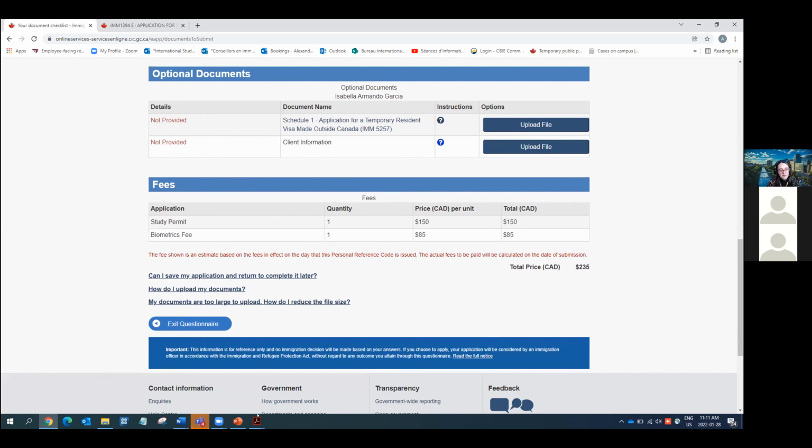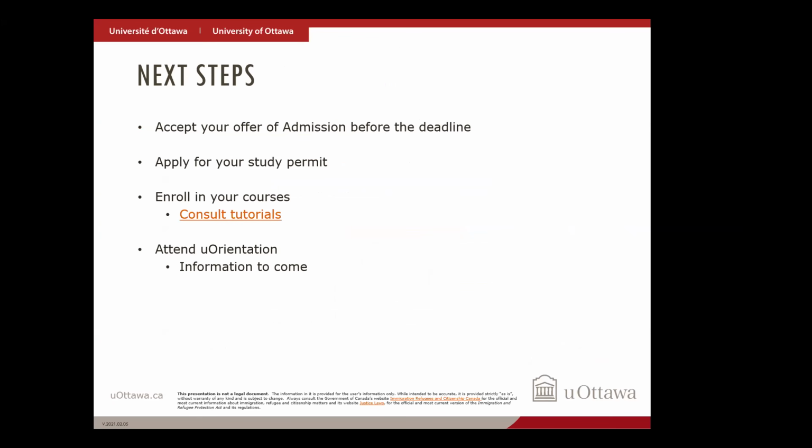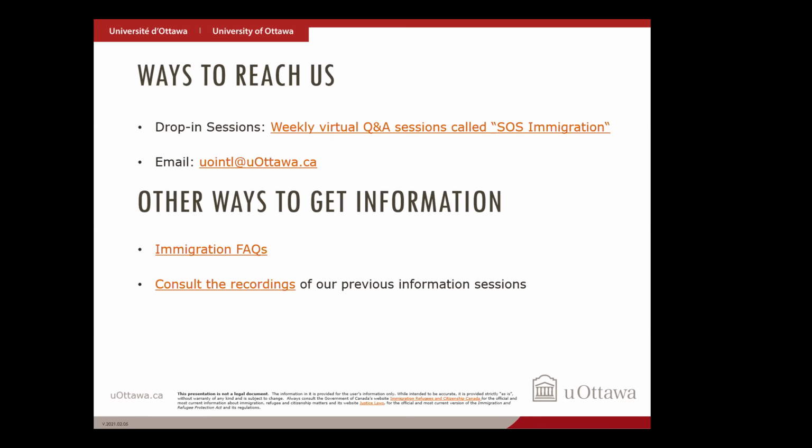Okay, so that's it for the walkthrough. So in terms of quickly next steps, make sure you accept your offer of admission if you want to study at U Ottawa before the deadline. Apply for your study permit as soon as possible to avoid delays. Enroll in your courses once enrollment opens. Usually that's May for undergrad, June for grad. We have tutorials here you can check to see how to enroll in courses. And then we'll also be offering more information sessions like this, your orientation. That info will come to you by email.